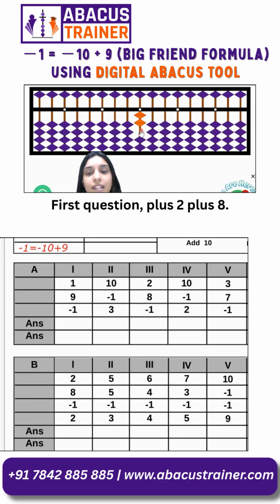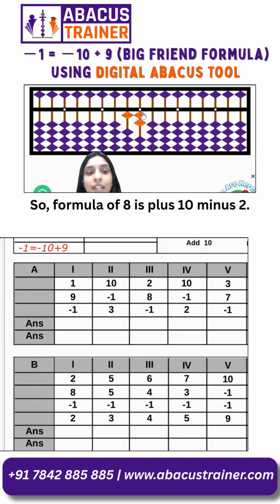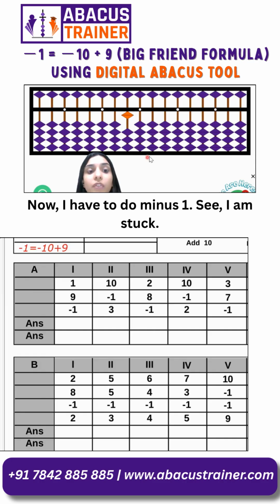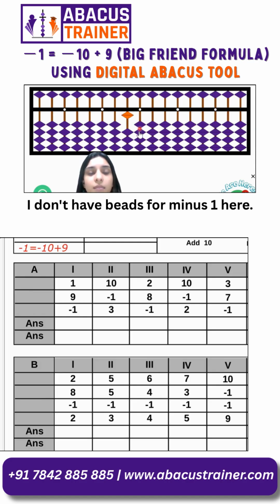+2 plus 8. Can I do 8? No, I don't have enough beats. So formula of 8 is +10 minus 2. Now I have to do -1. See, I am stuck. Clearly, I am stuck. I don't have beats for -1, right? This is to 10. I don't have beats for -1 here.